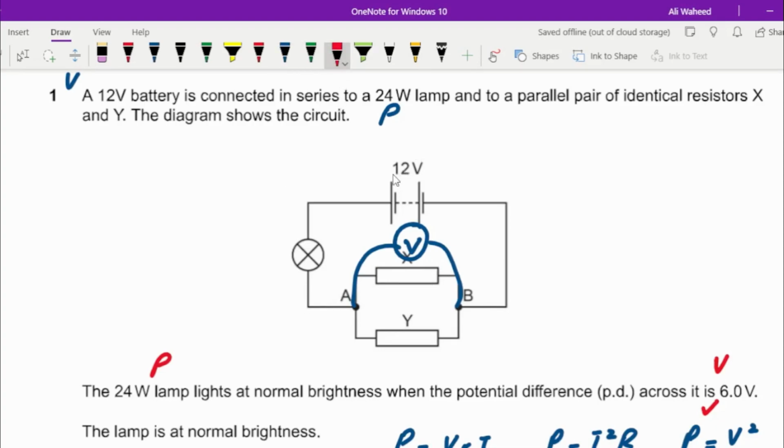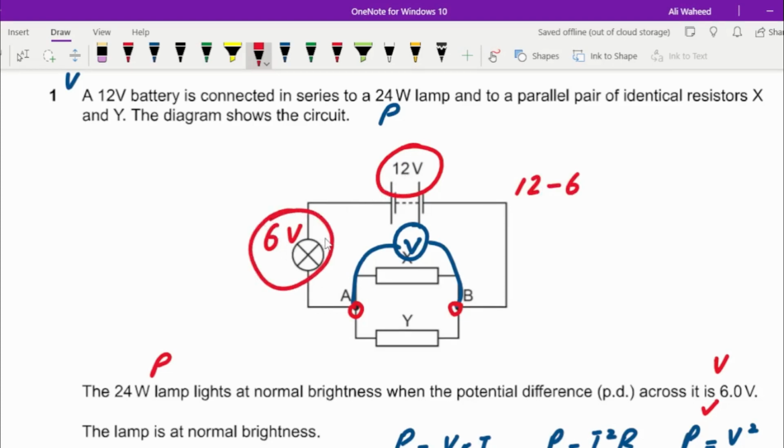So you see, the total voltage of the battery, or the EMF of the battery, is 12 volts. Out of that 12 volts, your filament lamp or your light bulb is consuming 6 volts. And the remaining voltage would be there across the terminals AB. So what you can do is 12 minus 6. Because out of this 12 volts, 6 volts is dissipated across the filament lamp. The remaining 6 volt would be across points A and B.